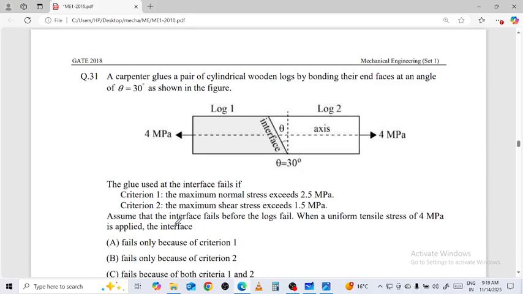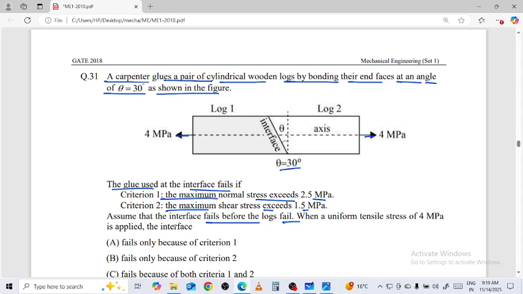नेक्स्ट क्वेश्चन वी हैव 31। क्या बोलना चाह रहा है लेखक? बोल रहा है लेखक, a carpenter glues a pair of cylindrical wooden legs by bonding their end faces at an angle of 30 degree as shown in figure. 4 megapascal log 1 and 30 degree angle over this, जो कि हम लेते हैं। Glue used in interface fields the maximum normal stress 2.5 megapascal and maximum shear stress is 1.5 megapascal. Assume interface fails, the lock fails.